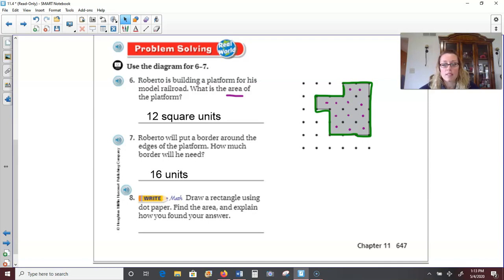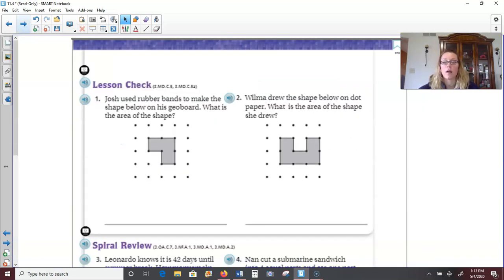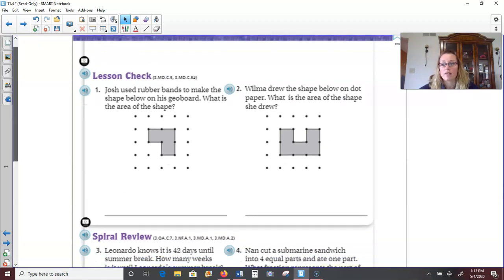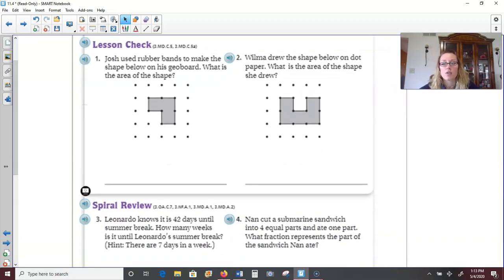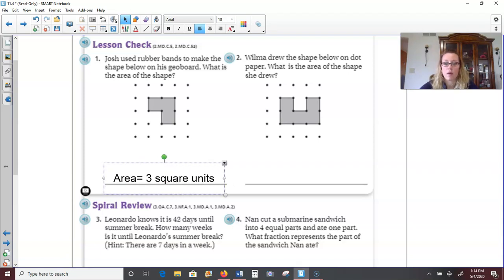Okay, we're going to skip number 8 and move on to number 1 on the back of our lesson check. Josh used rubber bands to make the shape below on his geoboard. What is the area of the shape? Count up the number of squares that you see. Area equals 3 square units.